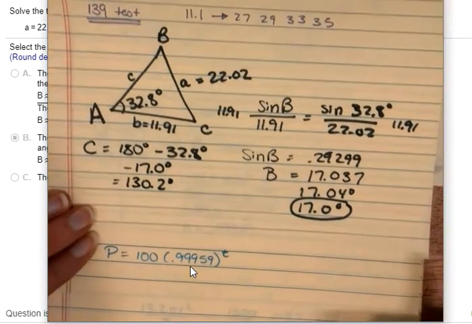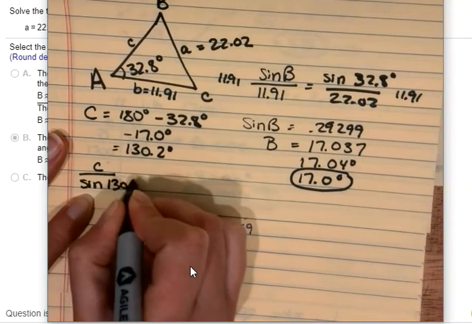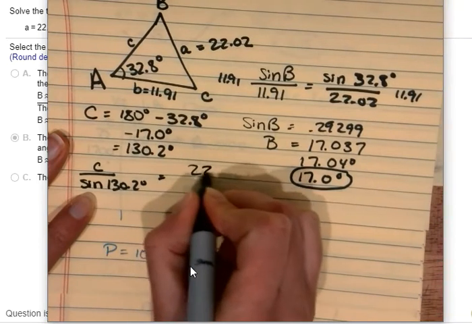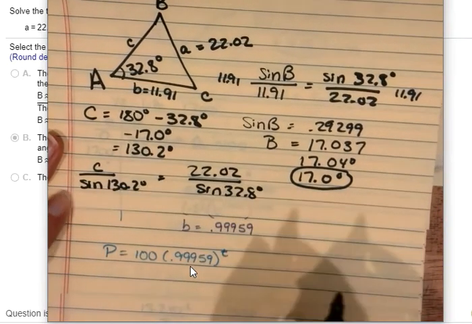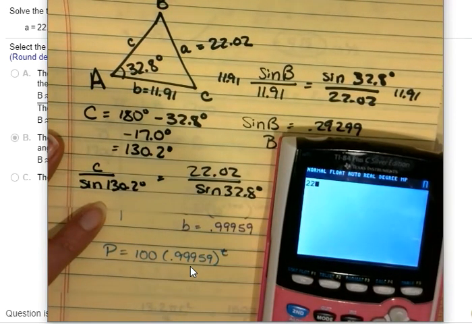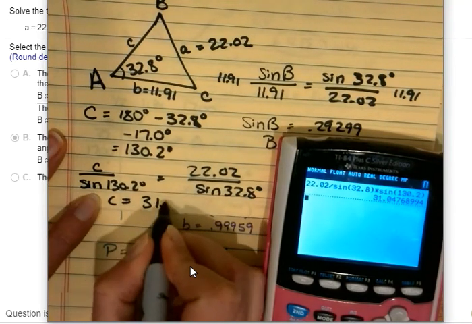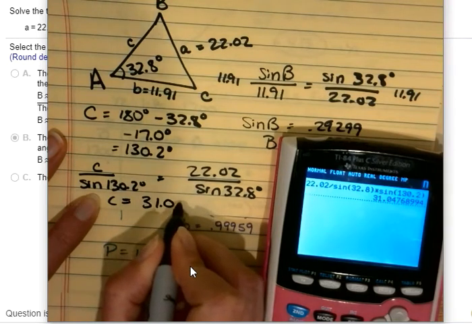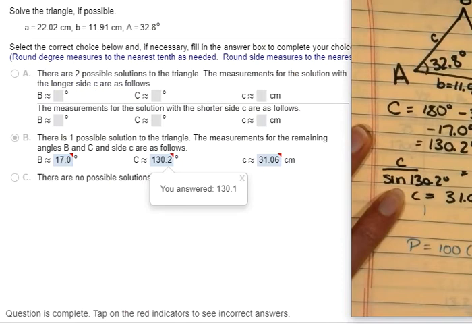Okay, then again, just to find the side C, we would set up little c over the sine of 130.2 degrees equals side A 22.02 over sine of A 32.8 degrees, and I can multiply this over. So if I multiply both sides by the sine of 130.2, we're going to get little c. So 22.02 first of all divided by the sine of 32.8 and then multiply by the sine of 130.2 gives us a little c value of 30.048 at the moment. And how many places do I want? 2 places.